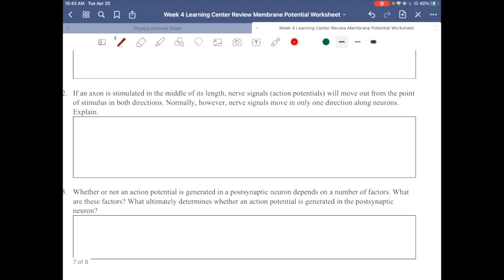All right, next, the question says if an axon is stimulated in the middle of its length, nerve signals will move out from the point of the stimulus in both directions. Normally, however, nerve signals move only in one direction along the neurons. Explain.